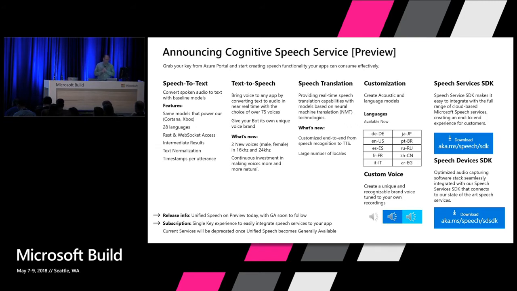For text-to-speech, you can give a voice to your bot. You can make use of any of the voices we actually have. My colleague will do a demo of this later on. And there is new stuff on that, so there are new voices actually available from today. And at the same time, we're making continuous investments, trying to make the voices more and more natural as things are progressing. So the third thing is translation.